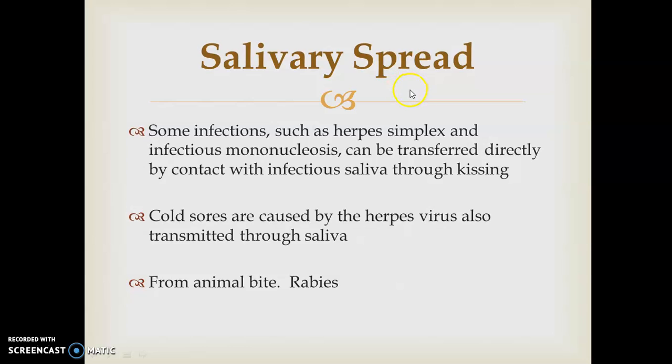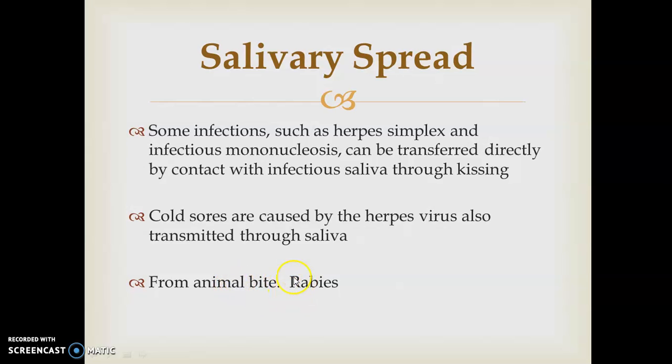The other is salivary spread. Some infections, such as herpes simplex and infectious mononucleosis, can be transferred directly by contact with infectious saliva through kissing. Infectious mononucleosis is also called kissing disease. Cold sores are caused by the herpes virus, also transmitted through saliva. Some infections, for example rabies, are transferred by animal bites, as this virus is present in the saliva of animals.